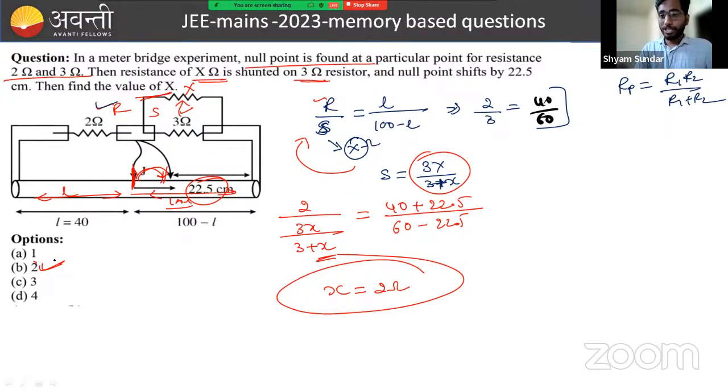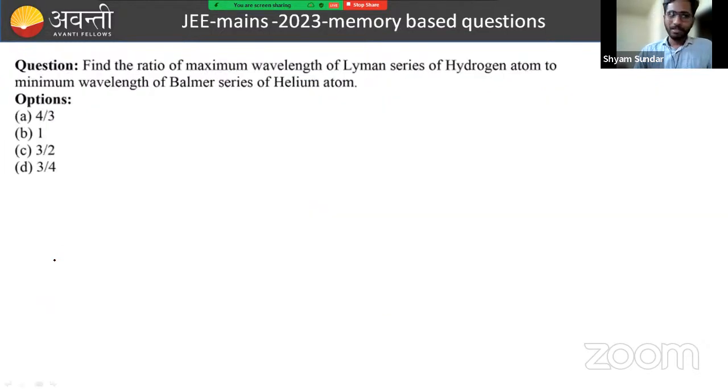Solve this one. I'm giving the idea and then I'm going to stop, because it's basic mathematics. Take 3x to the right-hand side. It will be multiplied with 40 plus 22.5, the addition of these two terms. Then 60 minus 22.5 is multiplied with 2, and calculate the value of x. Done. Good to go.